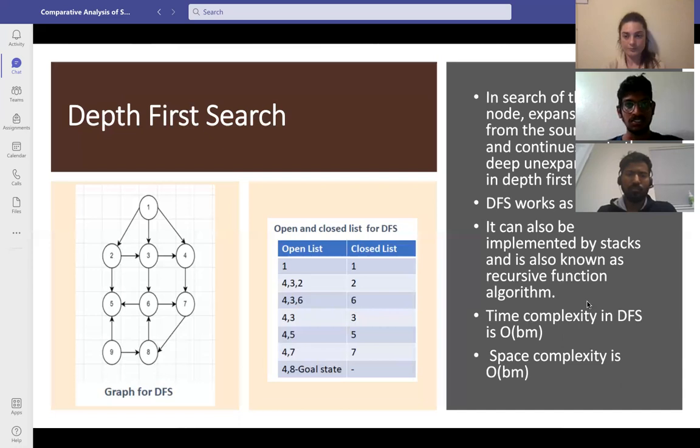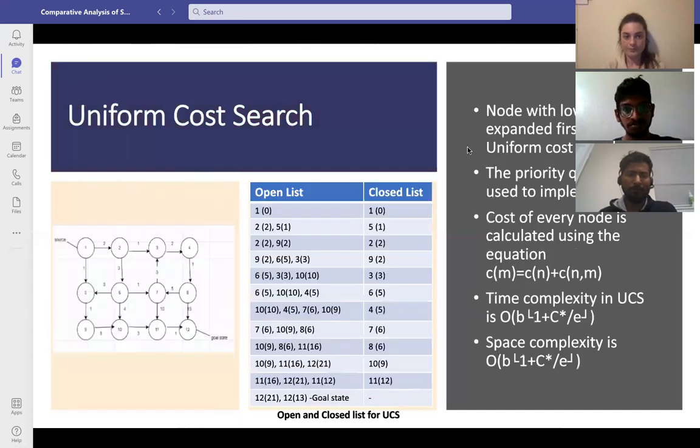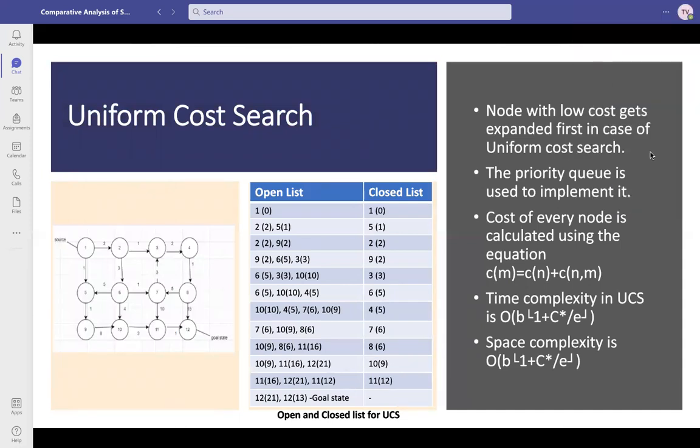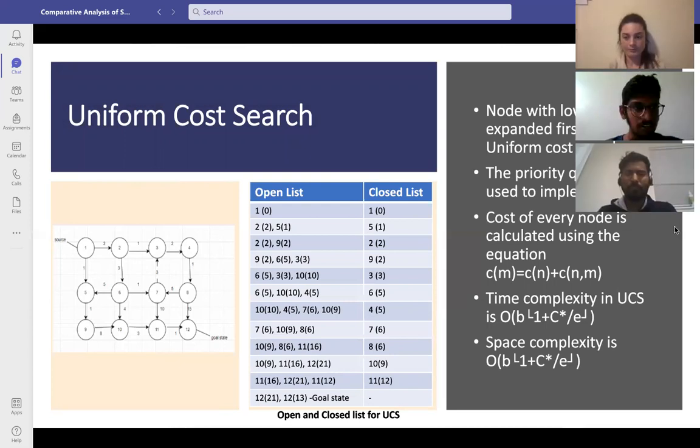Yeah, so this is a brief idea about depth first search, and the next search is uniform cost search. In uniform cost search, it is more efficient compared to depth first search and breadth first search. As seen in the figure, it will start from the source node 1, and it will choose the path with the least cost.